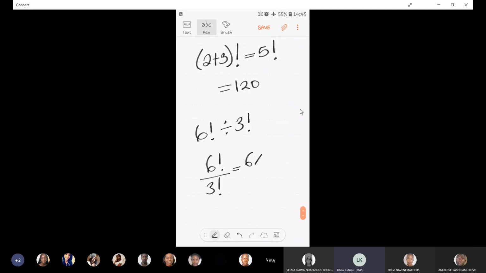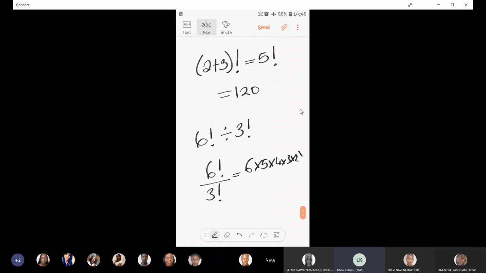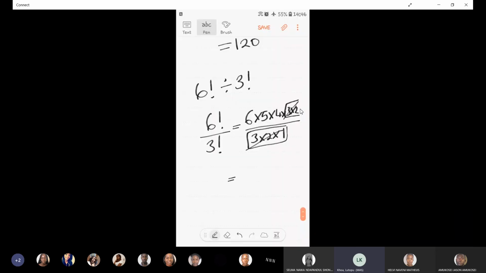And 6 factorial, this is 6 times 5 times 4 times 3 times 2 times 1. So the 1 cannot fit there, but not writing the 1 doesn't change anything. And then 3 factorial, we know this is 3 times 2 times 1. Now you can see over here I have 3 times 2 times 1, and then here I have 3 times 2 times 1. Those two can cancel. Then what I'm left with is 6 times 5 times 4, which is 30 times 4. This gives me 120. Is that right?